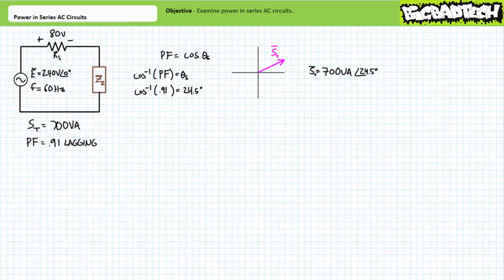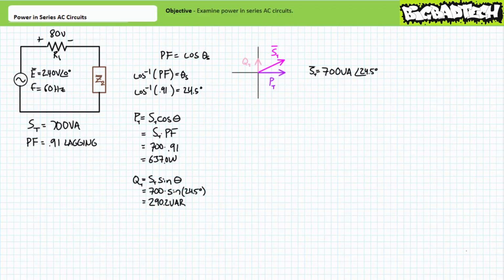We can now resolve total apparent power into its real and reactive components. Total real power in units of watts is apparent power magnitude times the cosine of the apparent power angle. This is where power factor comes into play for individuals untrained in complex numbers. Power factor is essentially a pre-calculated stand-in for the cosine of the apparent power angle. Substituting in our given values, we arrive at a total real power figure of 637 watts.